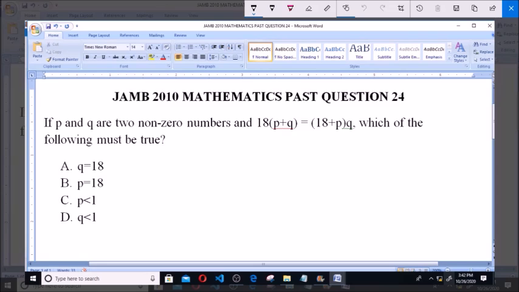I will be answering JAMB 2010 Mathematics Past Question 24. If P and Q are two non-zero numbers and 18 into P plus Q is equal to 18 plus Q in brackets multiplied by Q, which of the following must be true? A. Q is equal to 18. B. P is equal to 18. C. P is less than 1 and D. Q is less than 1. So which of these must be true?